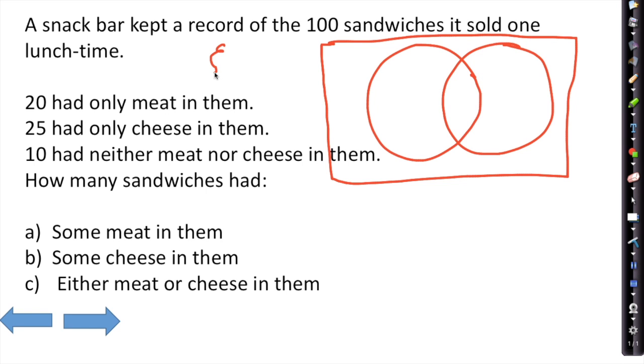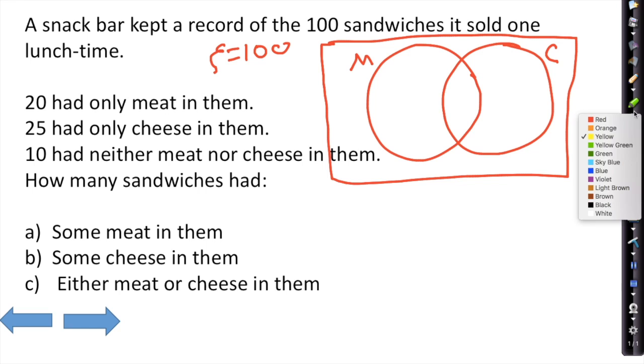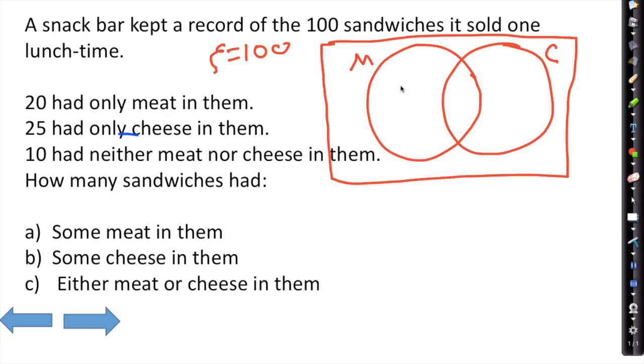So we know that in existence there are 100 in the sample. Let's call this meat. Let's call this cheese. And our numbers. 20 had only meat. Now, in here they have meat, but here they have meat and cheese, so only meat must be here. 25 had only cheese, so for the same reason it must be here. 10 had neither meat nor cheese, so outside.